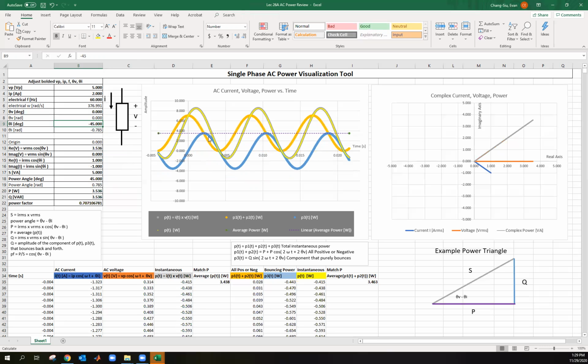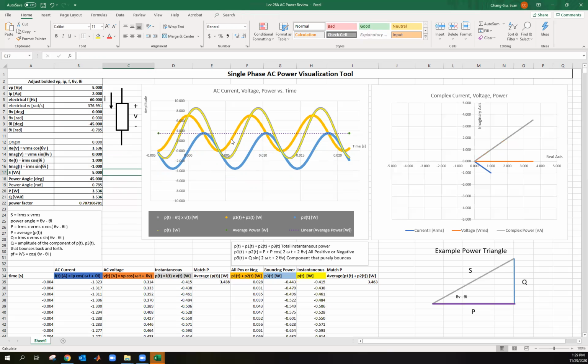So let's look at what's going on here. We know the current's lagging the voltage by 45 degrees, and let's carefully look at what's going on. P1 and 2 is this orange line. Notice it is either all positive or it would be all negative, okay?